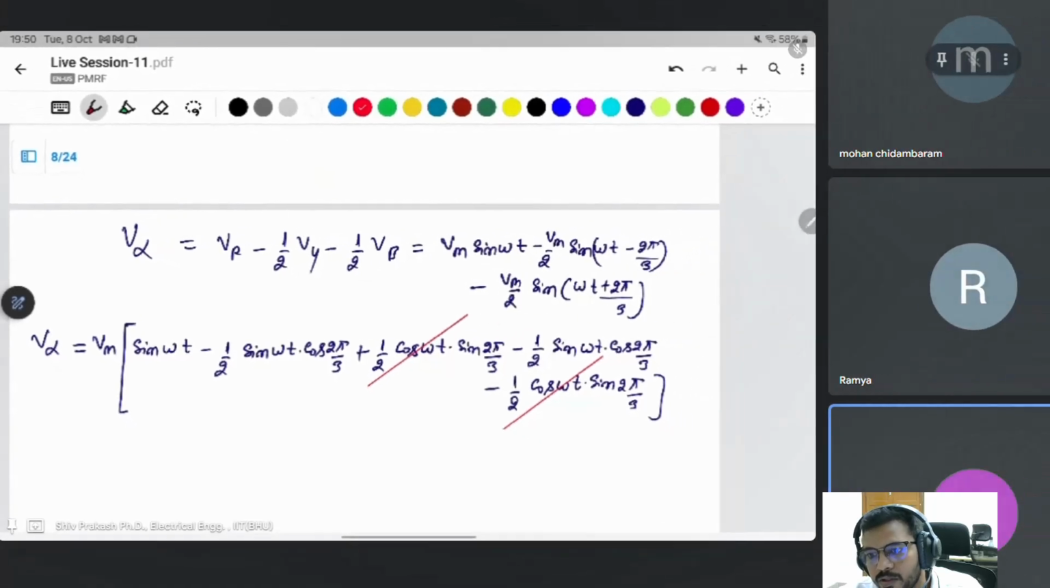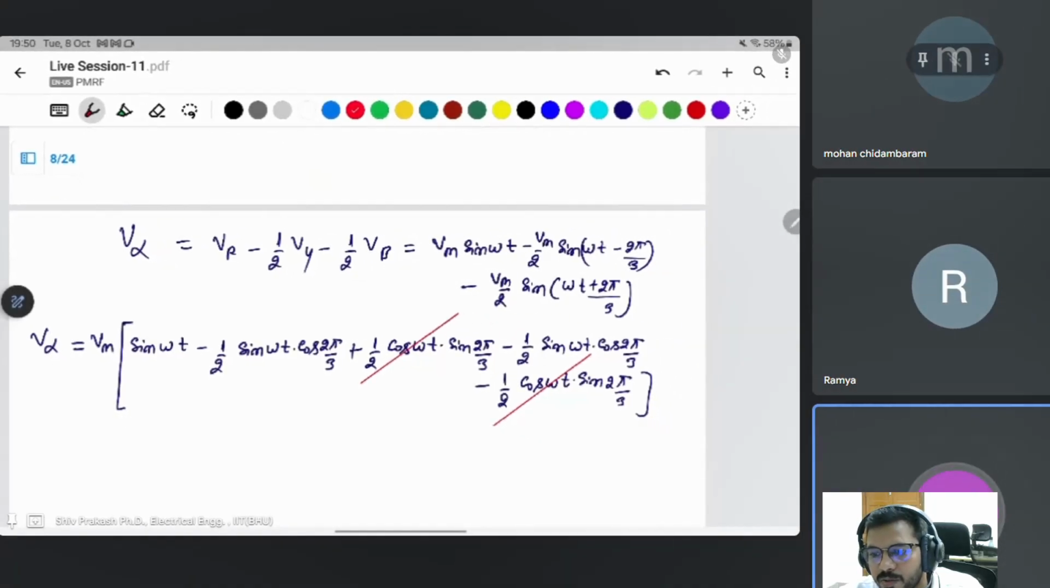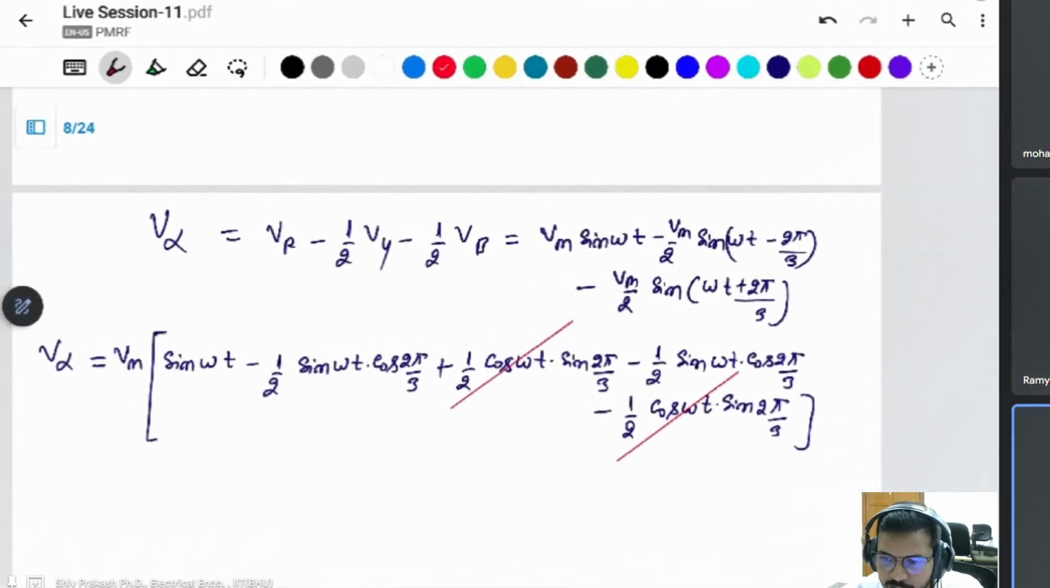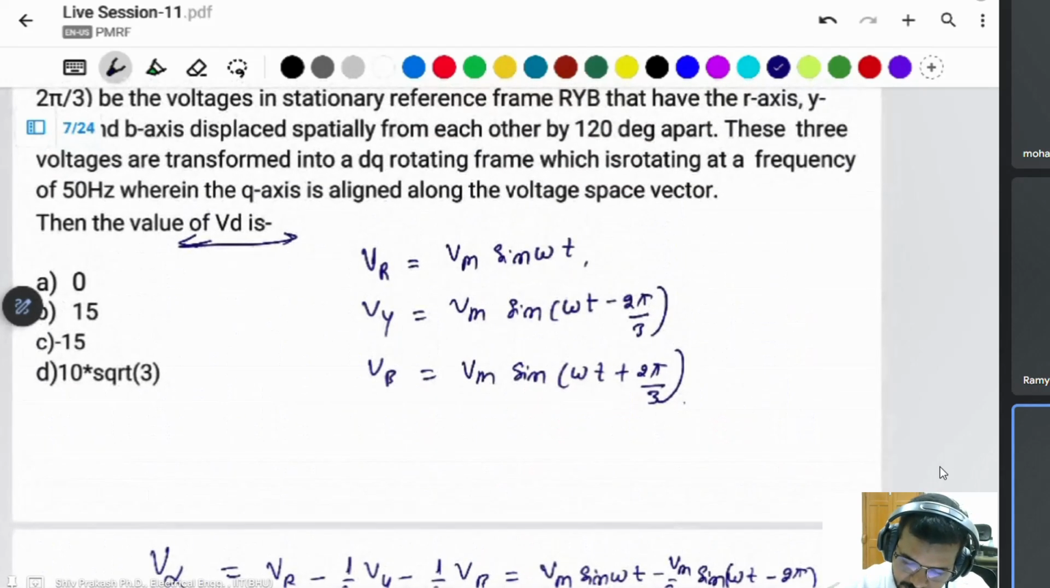Someone asked what is this one? Positive A plus B, it means sin A plus B. Sin A plus B is equal to sin A cos B plus cos A sin B. And there is a negative here, then both are negative. Sin omega t plus 2 pi by 3. Yeah, this is the B, and this is positive and negative because they are displaced by 120 degrees to each other.